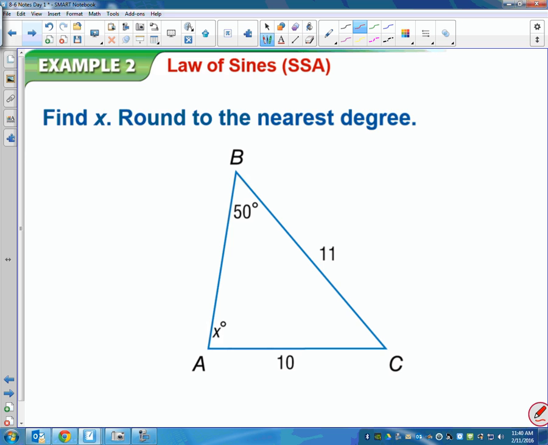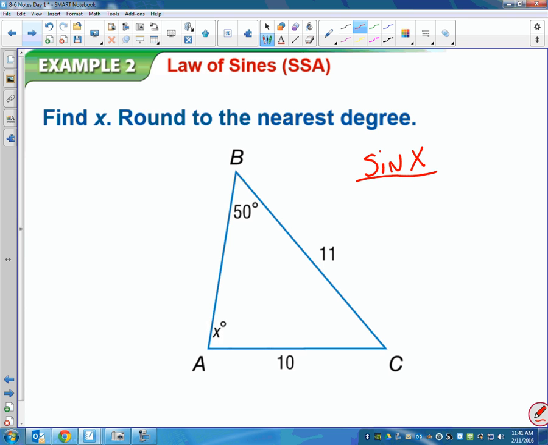So notice on this one it says find x round to the nearest degree. So now you're looking for the sine of A. I kind of wish they would just say find angle A, but okay. So do you want to start with what you know, or you want to start with what we're looking for? So if we're looking for this, I could say the sine of angle A, or in this case, you could say the sine of x. So say x.